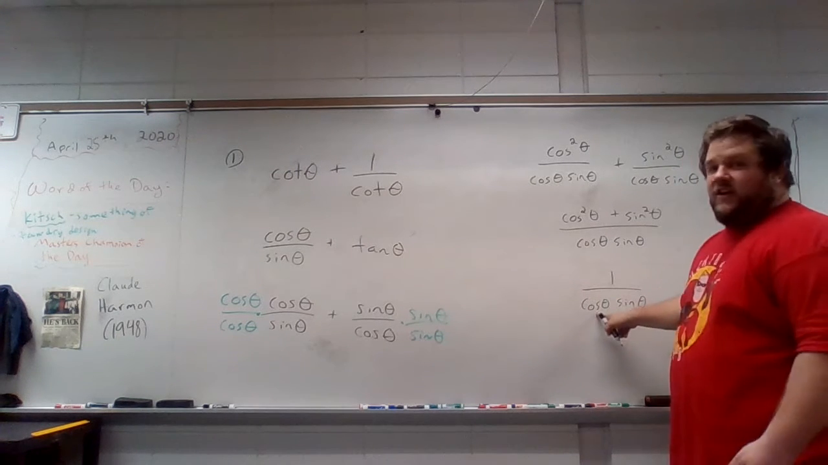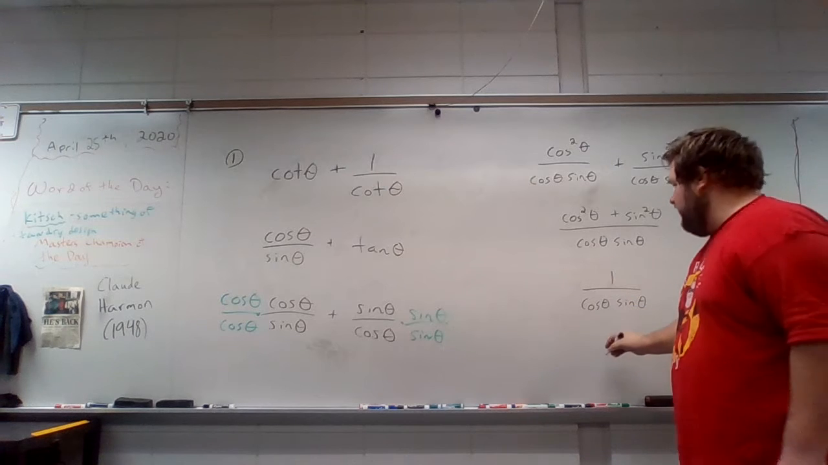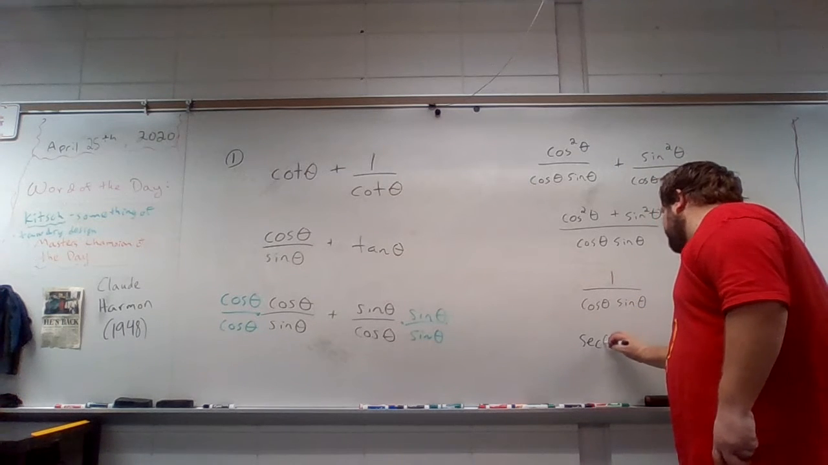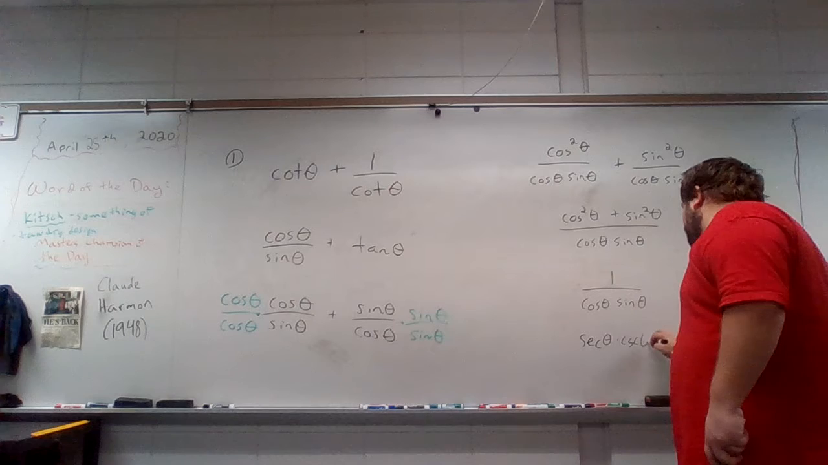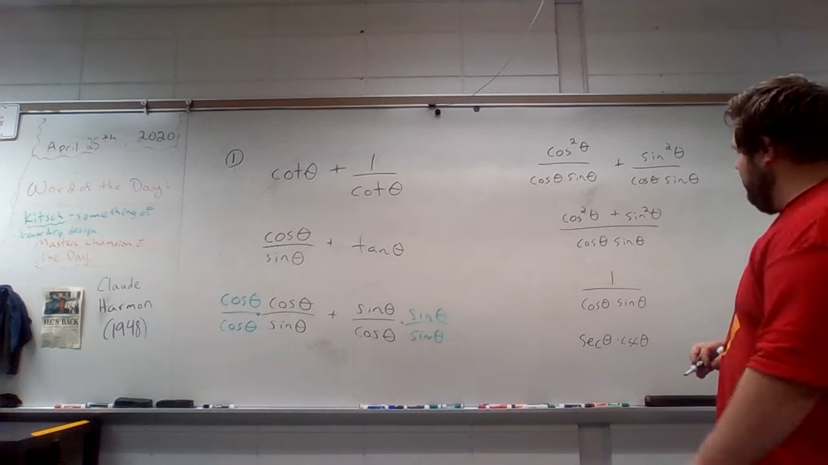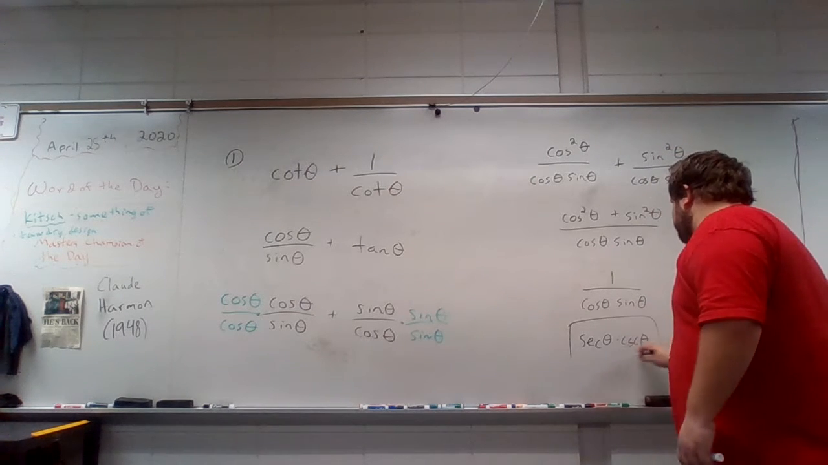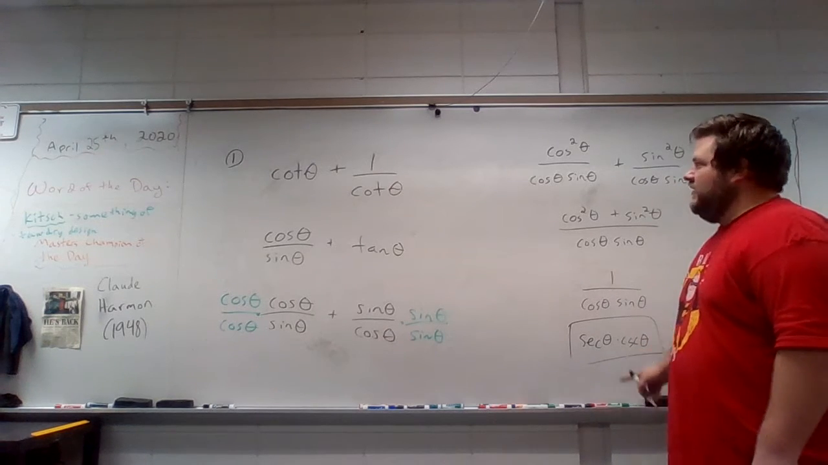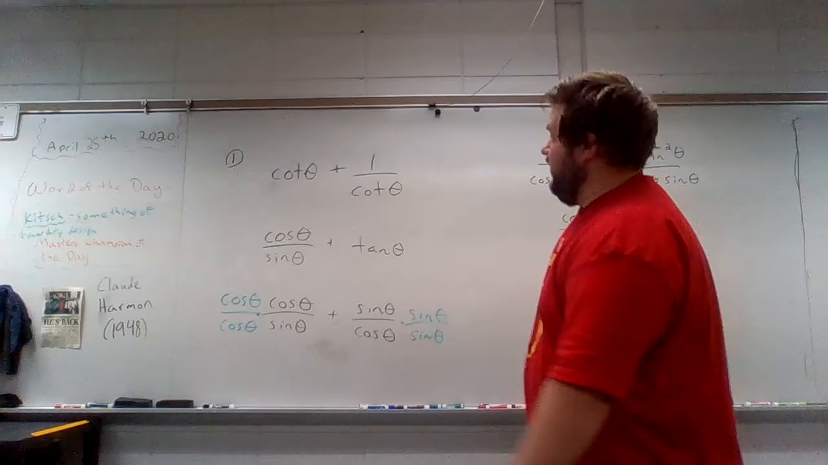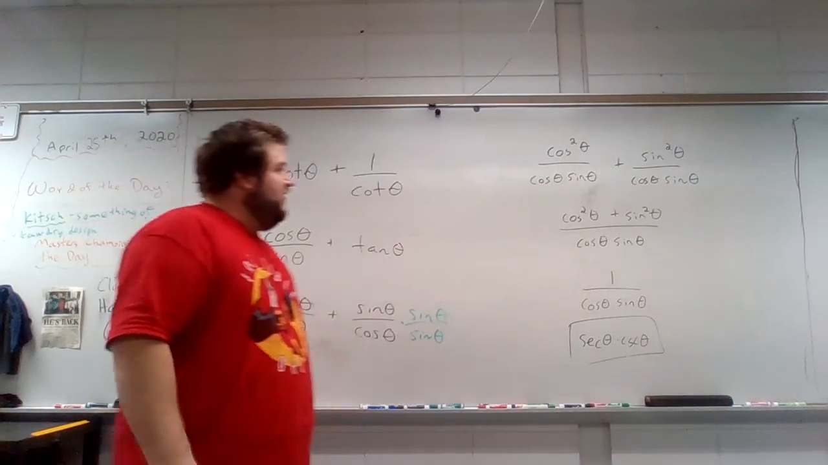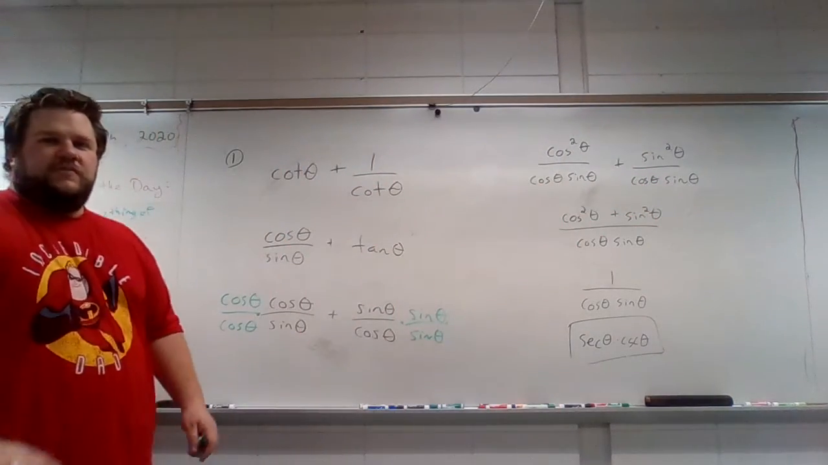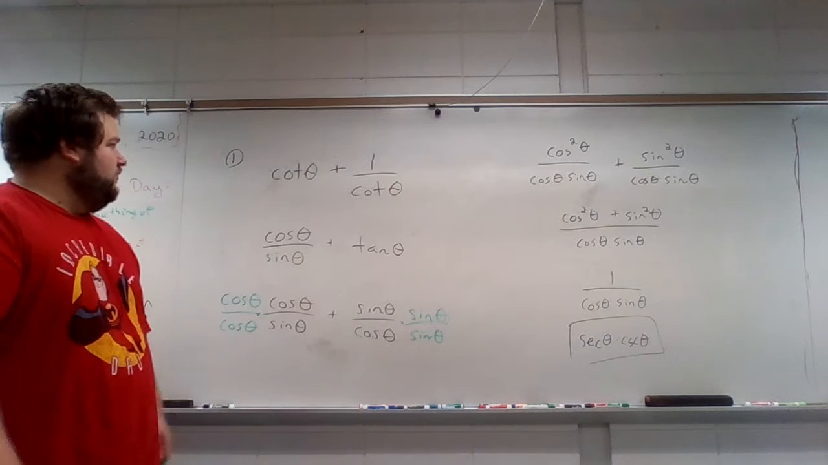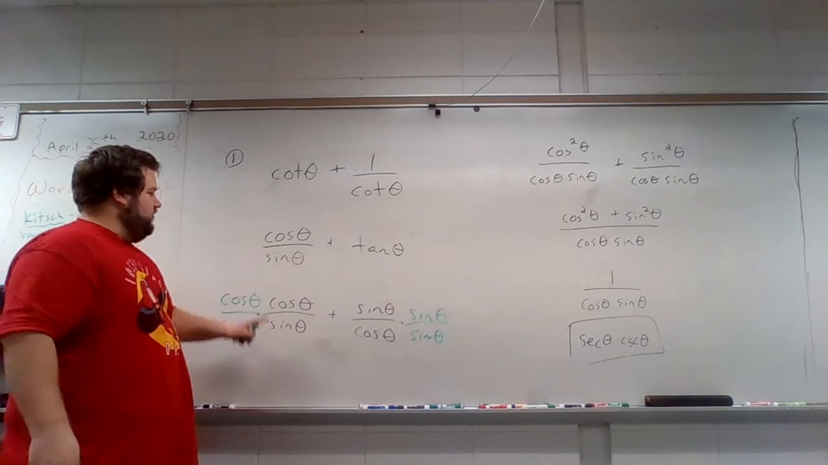And 1 over cosine is secant, 1 over sine is cosecant. So really we've got secant times cosecant, or cosecant times secant, either way I want to write that. Some people got to this point, and that was fine. Either one of these answers is fine here. But this was the main idea: if I write everything in terms of sine and cosine first, I would go from here to here.